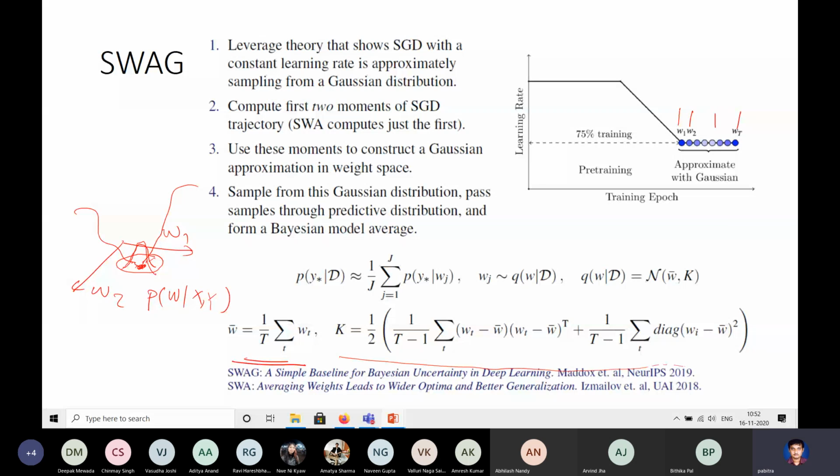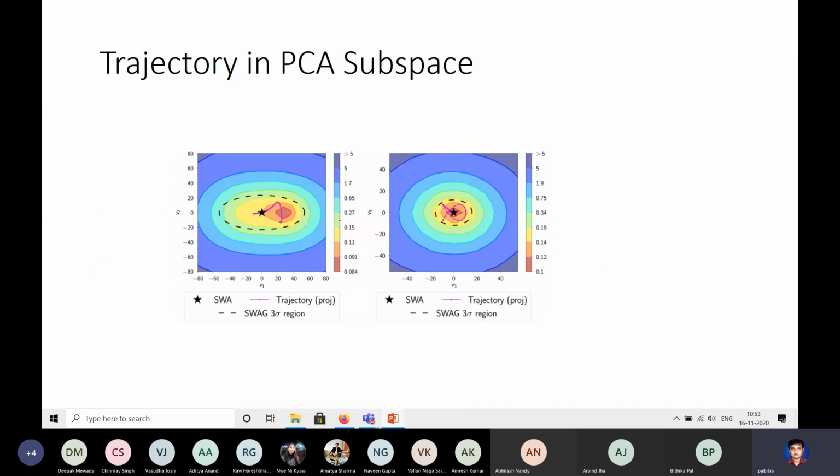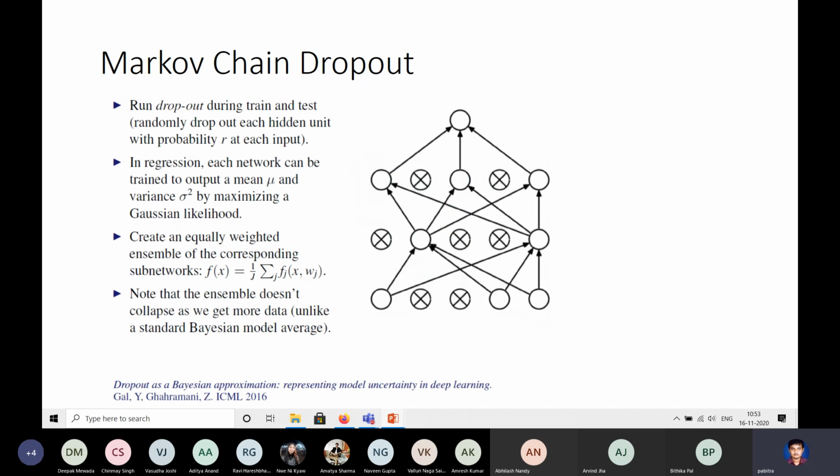Using PCA, I reduced it to a small dimension and then plotted the trajectory. There is another way of doing this. Here I have used stochastic gradient descent to sample over W and used that to construct my posterior over W, which I assume to be a Gaussian. There is another approach to do model averaging.